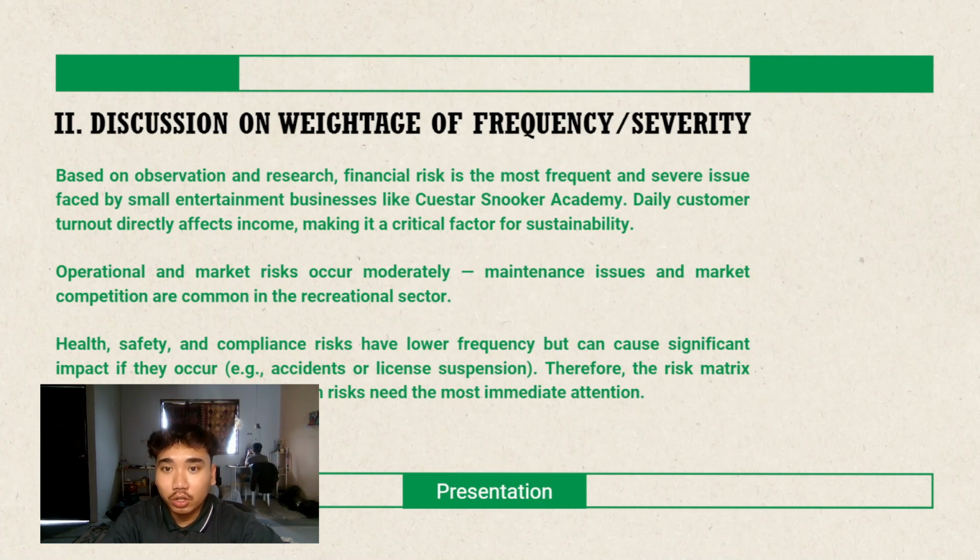Operational and market risks occur moderately. Maintenance issues and market competition are common in the recreational sector. Health, safety, and compliance risks have lower frequency but can cause significant impact if they occur, for example, accident or license suspension. Therefore, the risk matrix helps the business prioritize which risks need the most immediate attention.